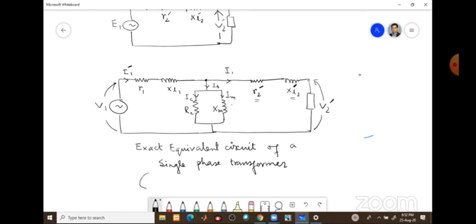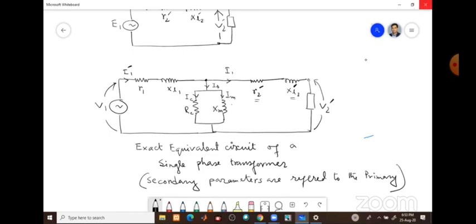So therefore we call this particular exact equivalent circuit the secondary parameters, because these R2, XL2, these are the parameters. Okay, so secondary parameters are referred to the primary. Correct. So here I have referred the secondary parameters to the primary.